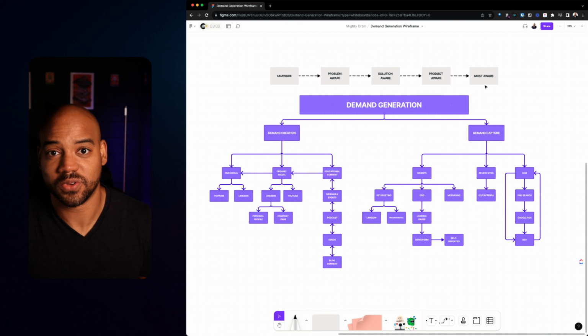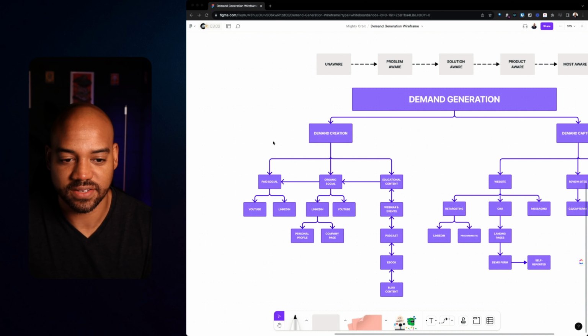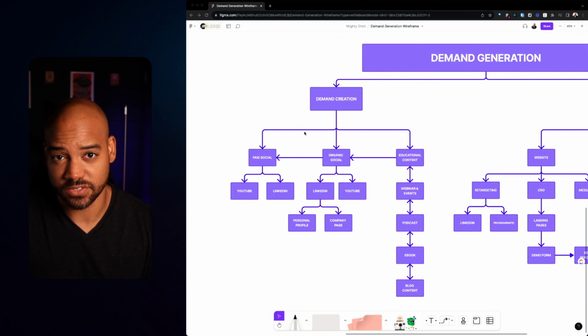We'll dive into what some of that looks like. This has some importance when it comes to review sites and social proof and some other aspects as well. So with that, let's dive into the left-hand side on demand creation, right? The whole point here is to find ways to build awareness for your product or service and to gain the trust of your marketplace.